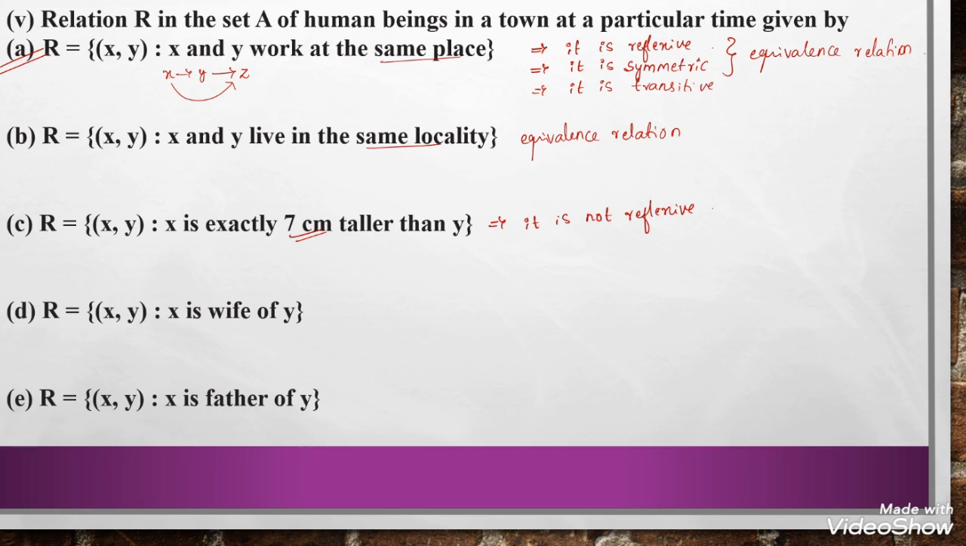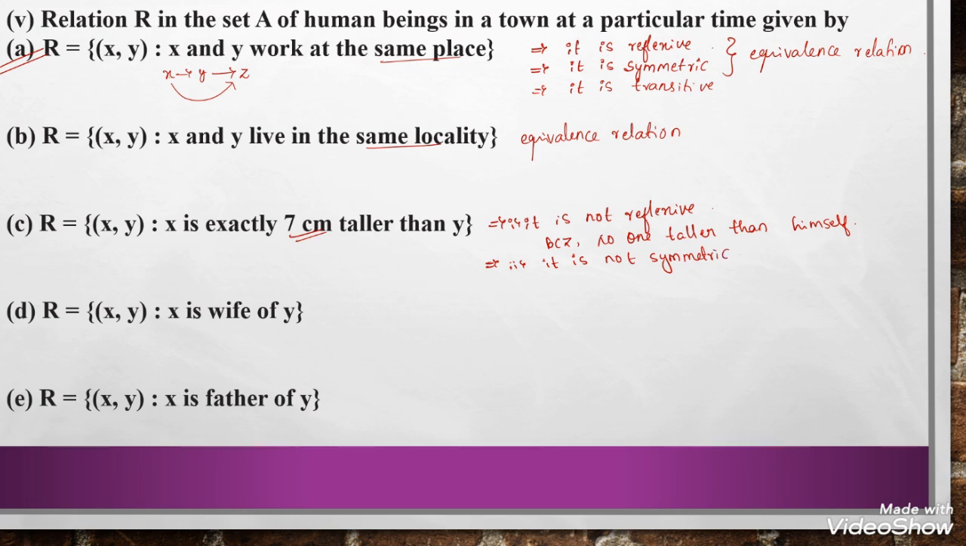It is not reflexive because no one is taller than himself. Similarly, for the second condition, that is symmetric, it is not symmetric. Why?